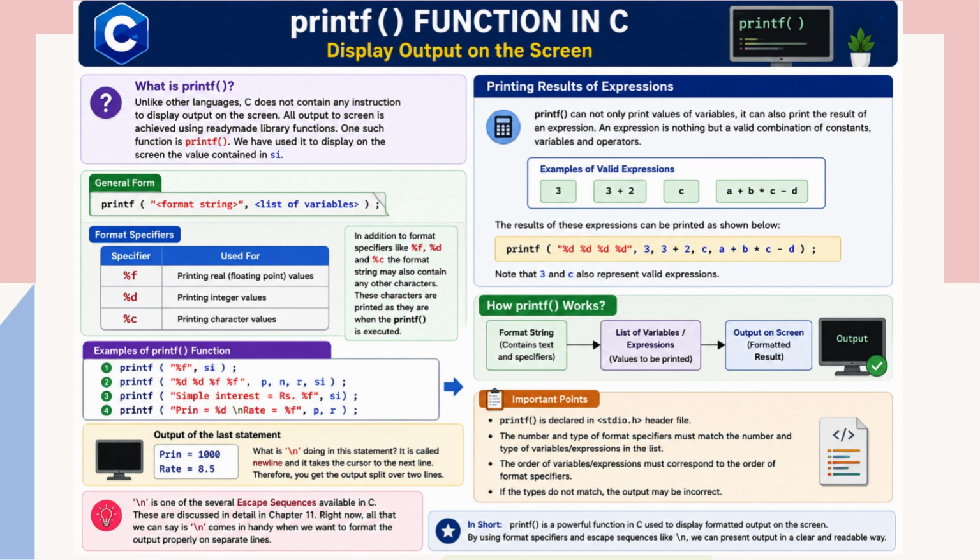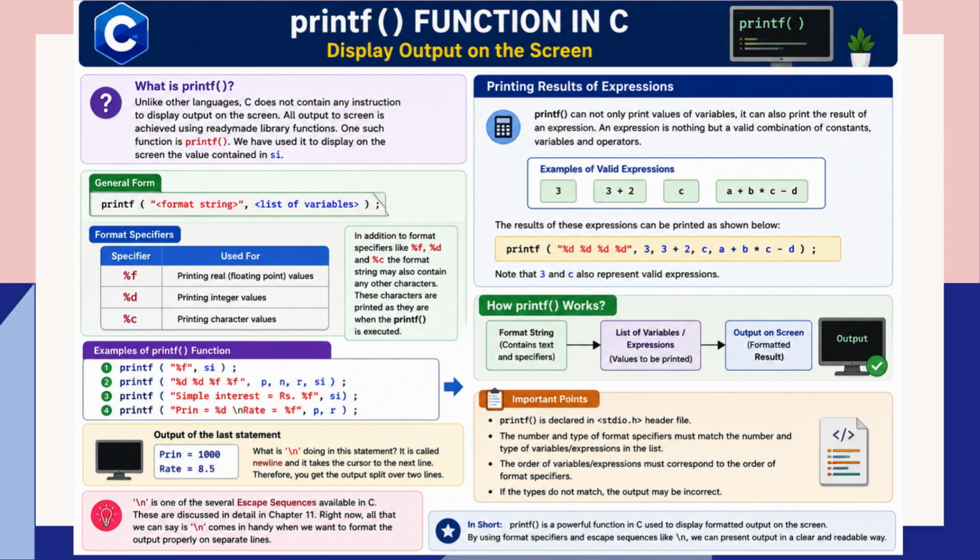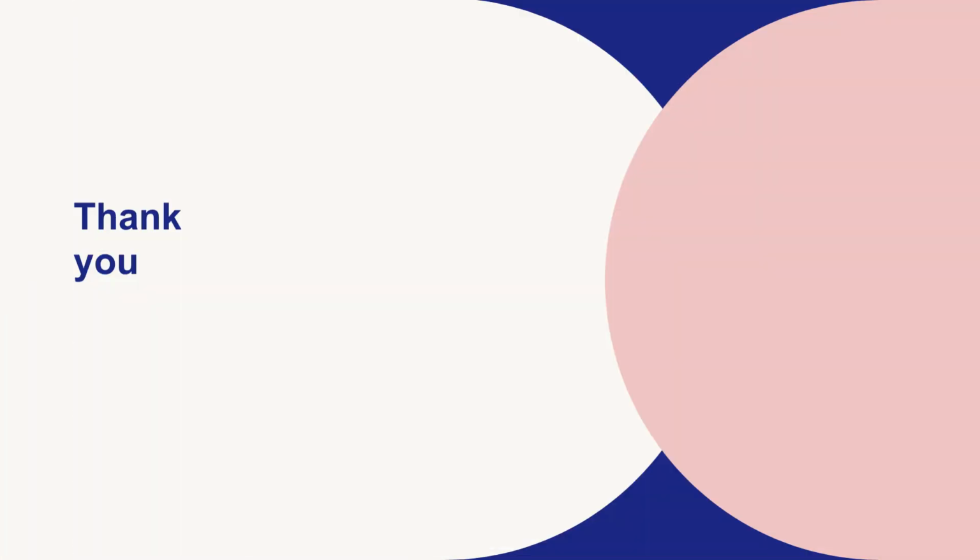Printf is declared in the stdio.h header file. Format specifiers must match the variable types. If the type does not match, the output may be incorrect.